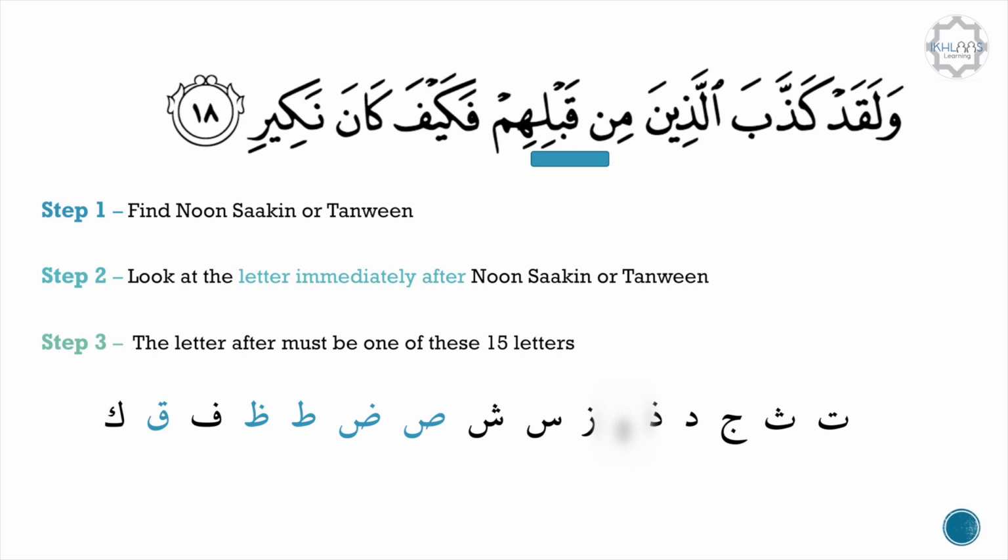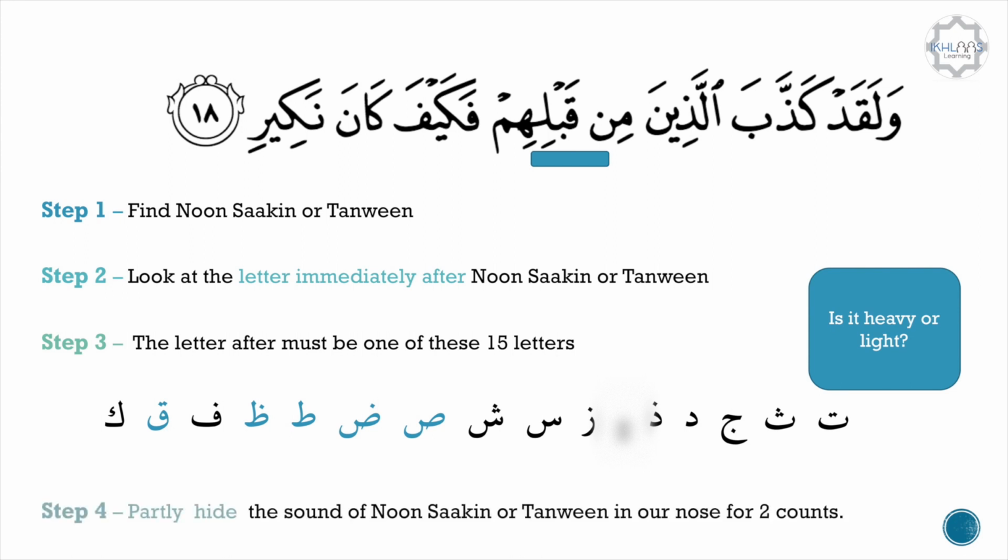Step 3, the letter after must be one of these 15 letters, and we can see that the noon sakin is followed by the letter qaf. Now we need to ask ourselves, is it heavy or light? Qaf is one of the heavy letters of the Ikhfa rule. Therefore, the Ikhfa must be read heavy. Step 4, partly hide the sound of noon sakin or tanween in our nose for 2 counts. Therefore, it must be read min qablihim, a heavier nasal sound.